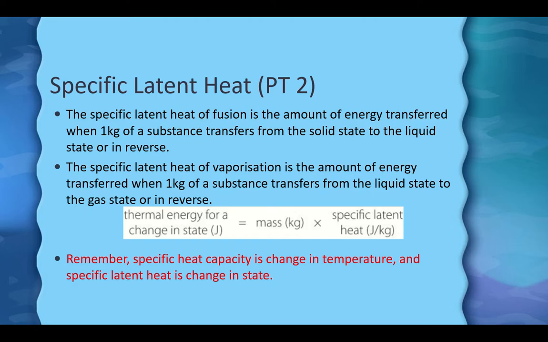So one thing you must remember is to not confuse these two terms: specific heat capacity is change in temperature, but specific latent heat is change in state.